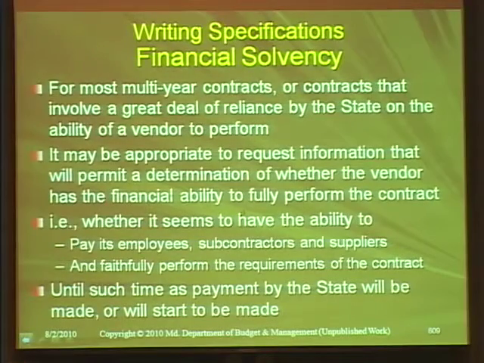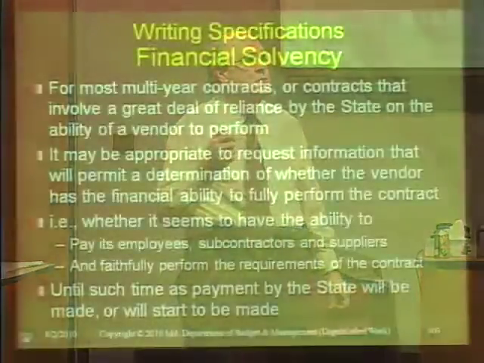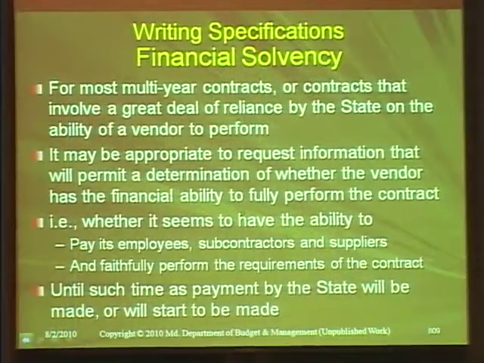Another thing about responsibility is financial solvency. This is something that's extremely hard to deal with. And first I'll describe what it is, and then we'll talk about the wisdom of requiring it and the complexity of it. For most multi-year contracts or contracts that involve a great deal of reliance by the state on the ability of a vendor to perform, it may be appropriate to request information that will permit a determination of whether the vendor has the financial ability to fully perform the contract.